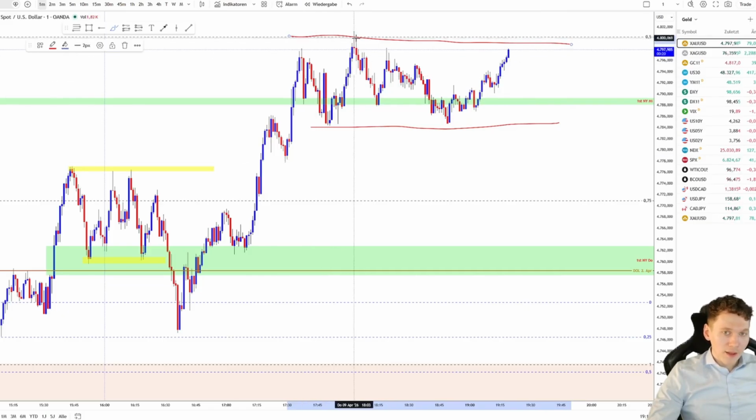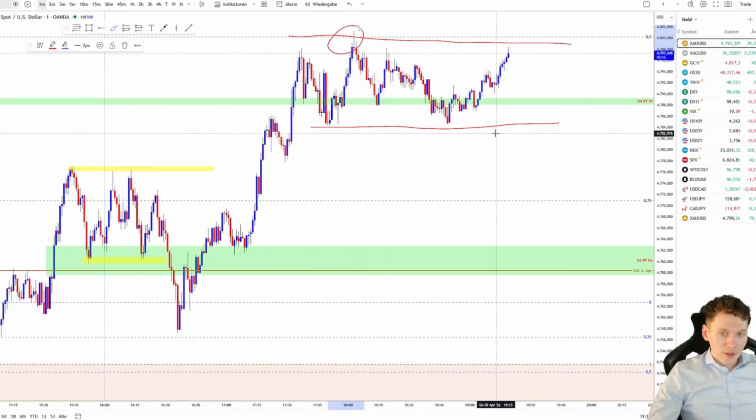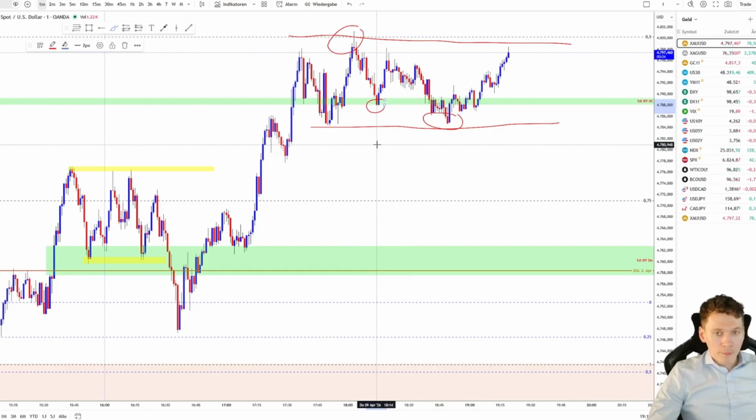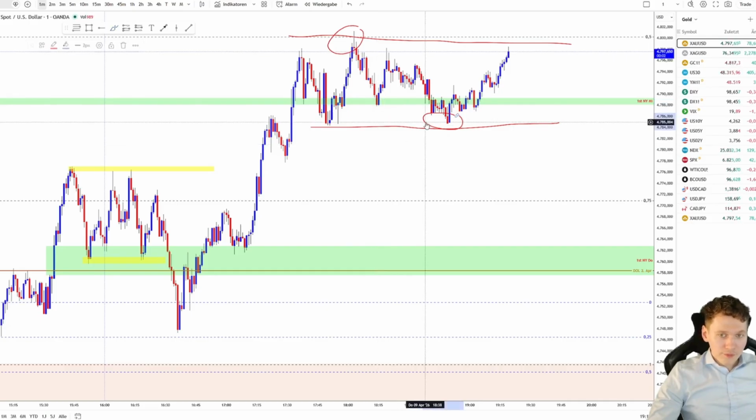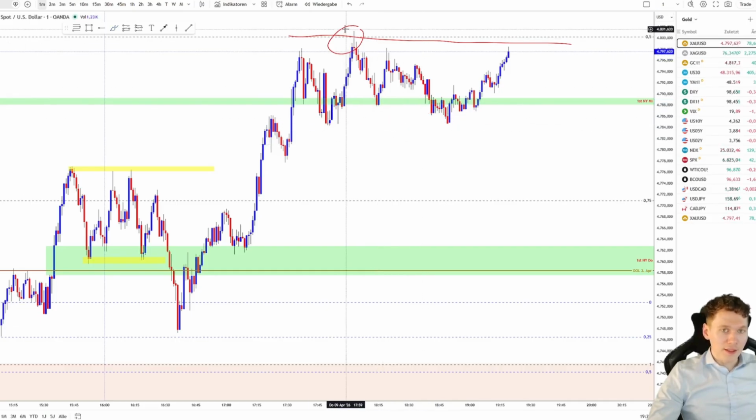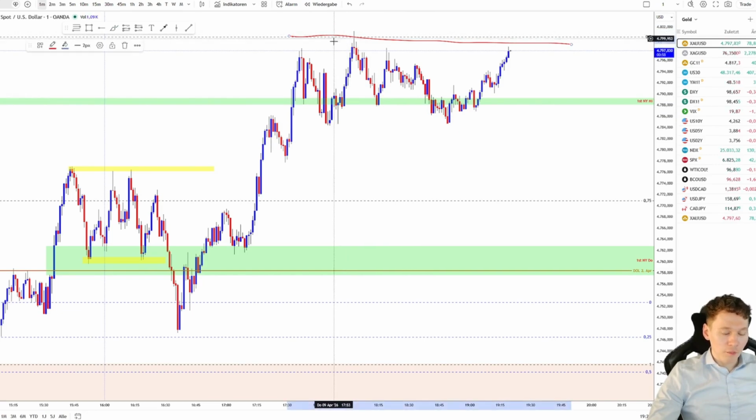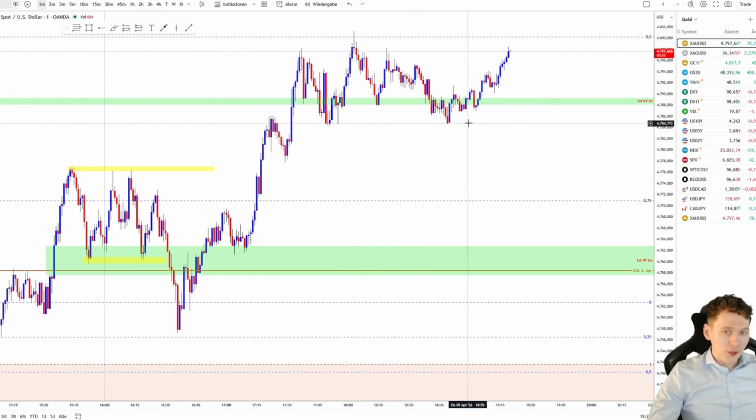You expect external range liquidity, what you have, and then you expect internal range liquidity. It doesn't have to deliver to this point. It could also be enough if it goes below this low, yes, but that's then just a mid or low probability to get into this long trade again.